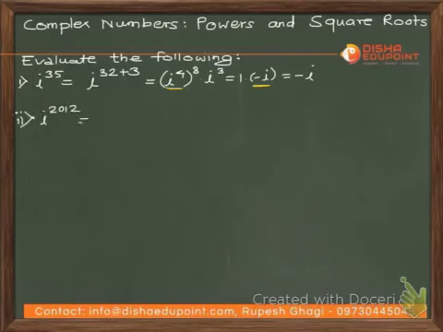Similarly, i to the power 2012. Now 2012 is a multiple of 4. It is of the form 4n. So it is i to the power 4 to the power 503. Obviously it will be equal to 1.